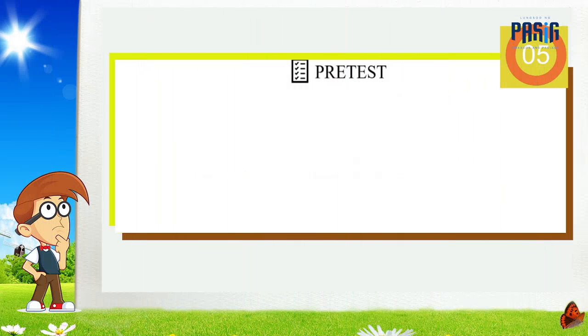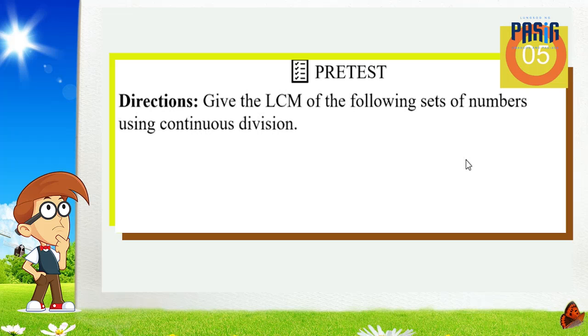Let's start with a pre-test. This is a test on what you know about the lesson that we are going to discuss for today. I'll be giving you 5 seconds for each item for you to answer. Give the LCM of the following sets of numbers using continuous division. Number 1, 6 and 4.